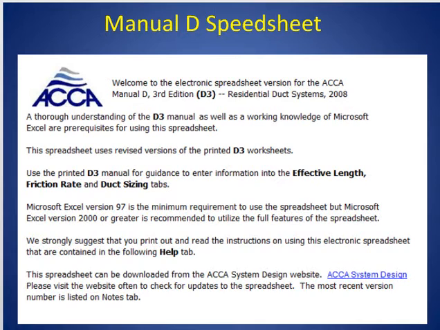We strongly suggest that you print out and read the instructions on using the electronic spreadsheet that are contained in the following Help tab. The spreadsheet can be downloaded from the ACCA System Design website, www.acca.org/speedsheet. Please visit the website often to check for updates to the speed sheet. The most recent version number is listed on the Notes tab.